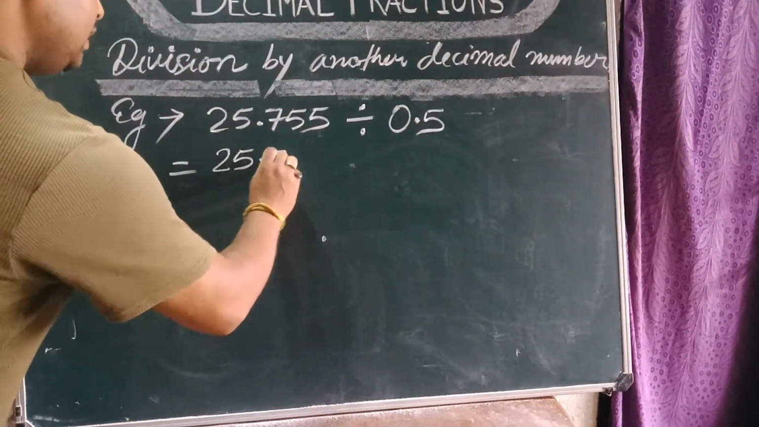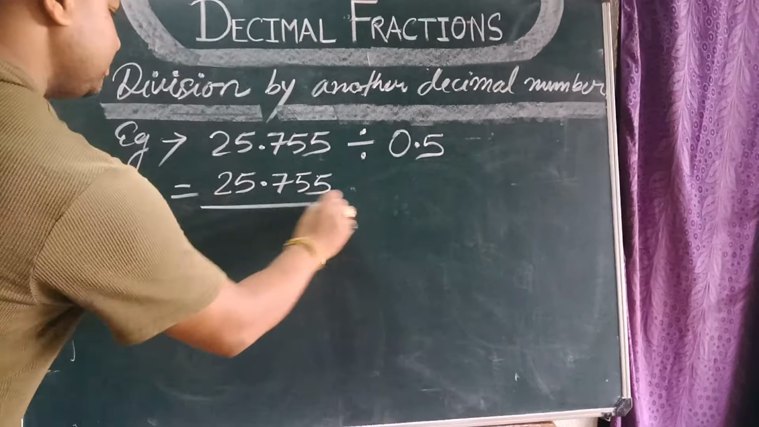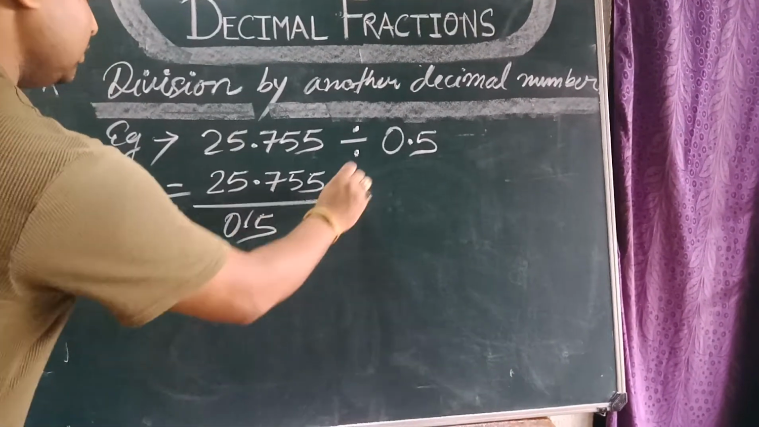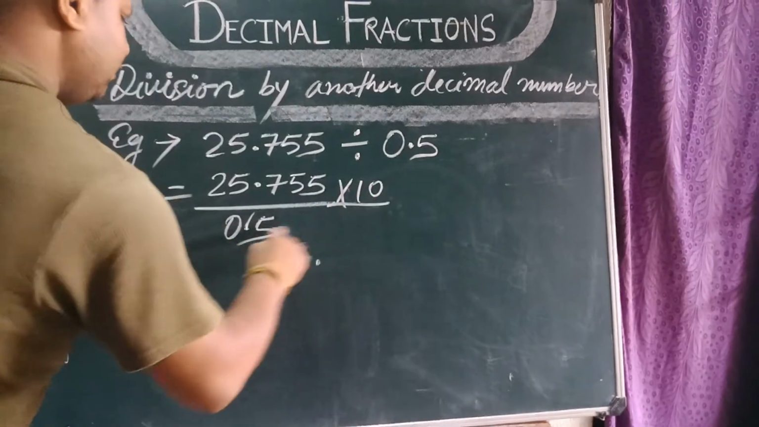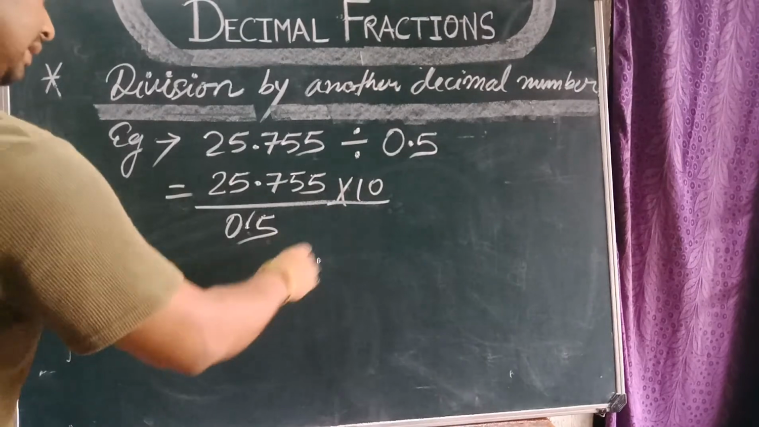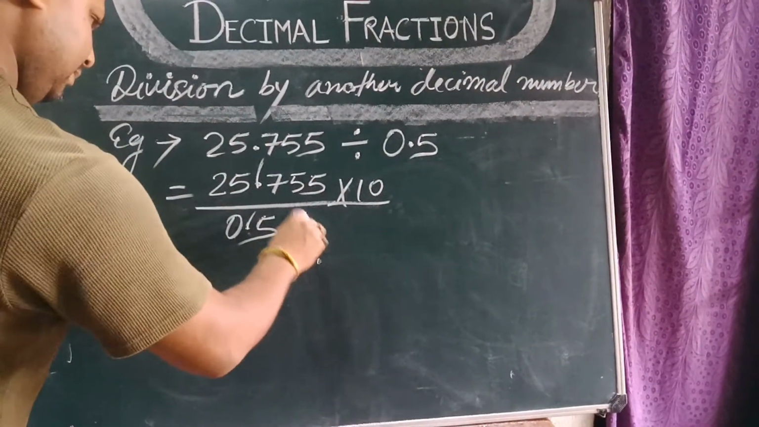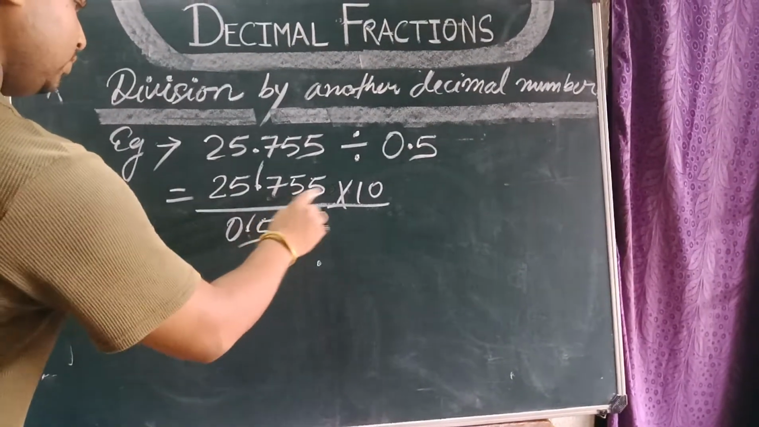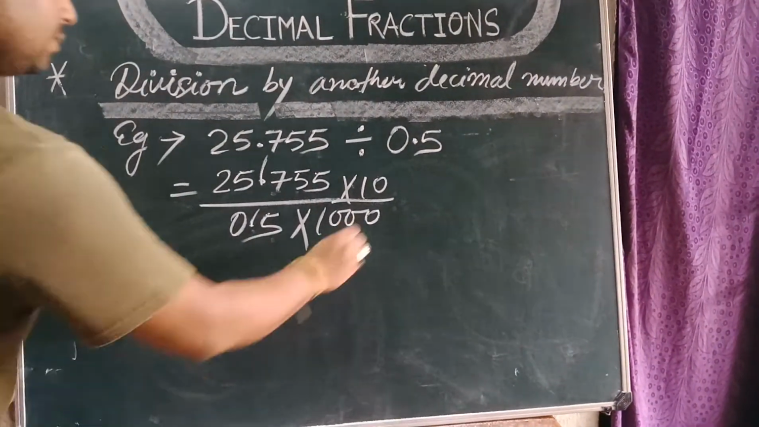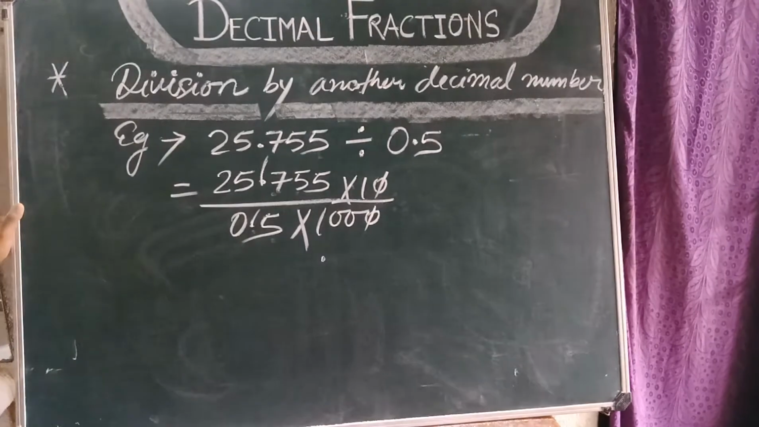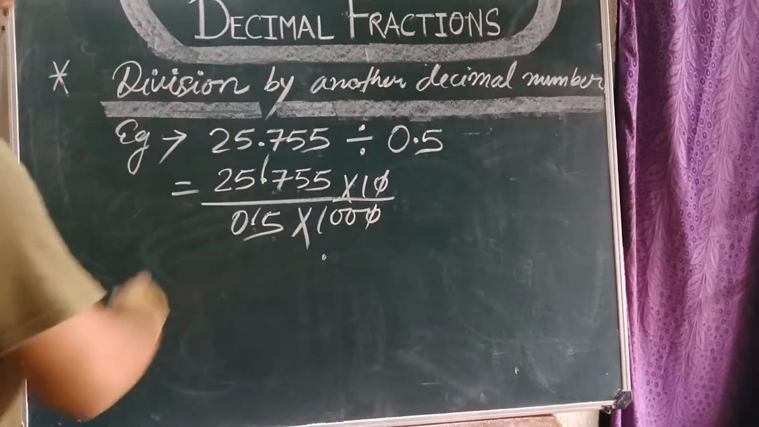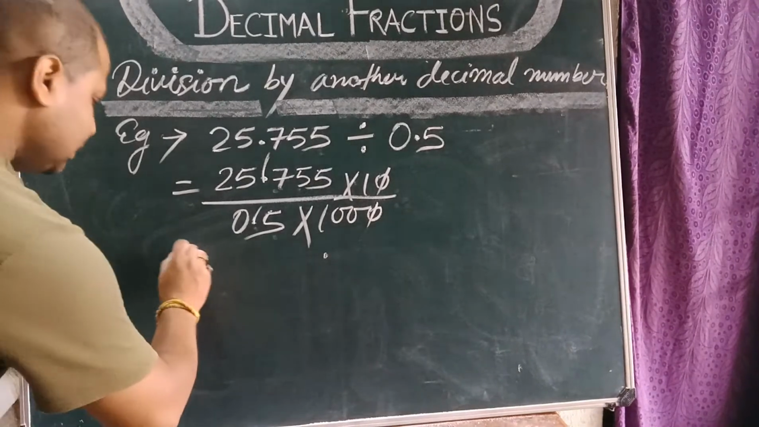So 25.755 divided by what? 0.5. Removing the decimals. After removing this point, we have only one digit, so we will place 10 in the numerator. If you remove this one, how many zeros will be there? 1, 2, 3. So 3 zeros will be placed in the denominator. Fine students. So 10 and 10 will be cancelled. Keep this 100. Don't cancel it, because it will be convenient for you to just place the decimals.